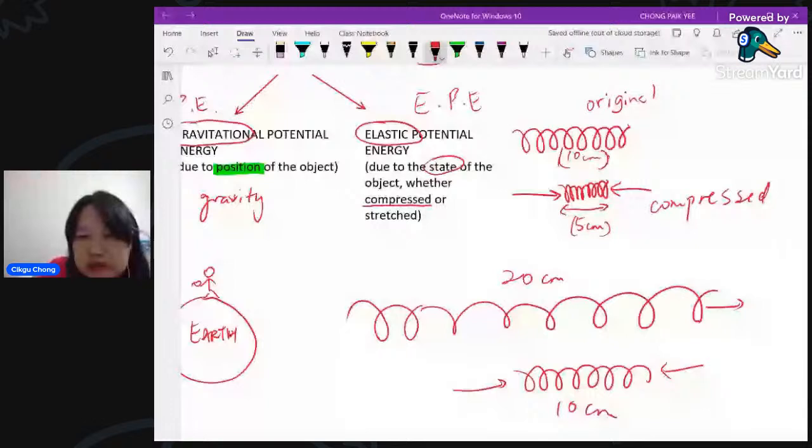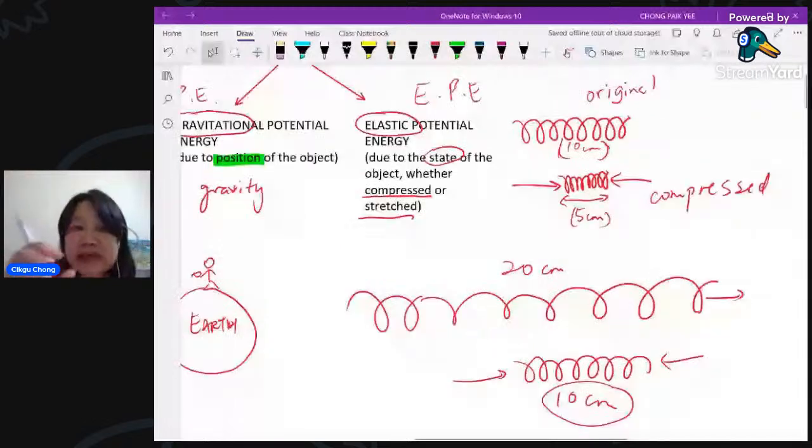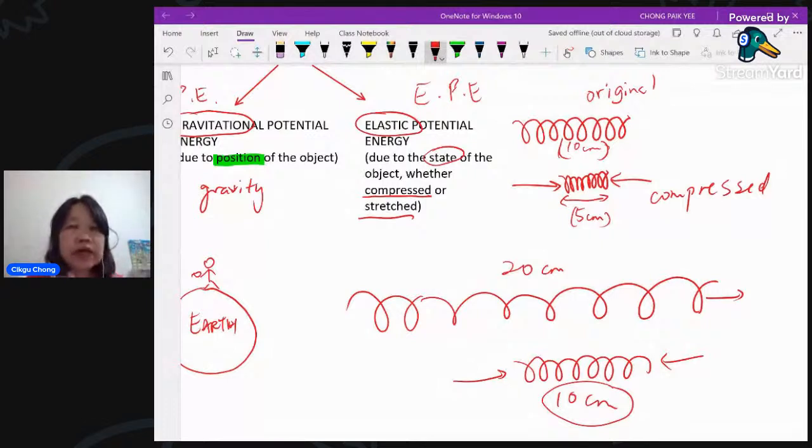Then you call it elastic. It comes back to the original. So this is called stretch: it's longer than the original length. Compress is shorter than the original length. So elastic must have these two properties. It must be able to become longer and then go back, and be able to become shorter and then go back to the original. That's why it's called elastic. So elastic energy is the energy stored inside the object, usually a spring, because the object is either compressed or stretched.